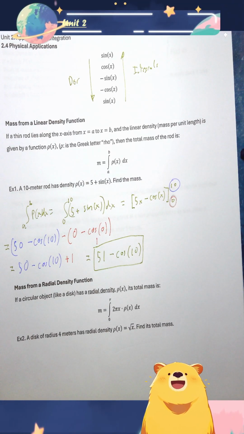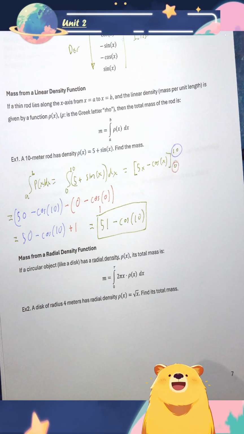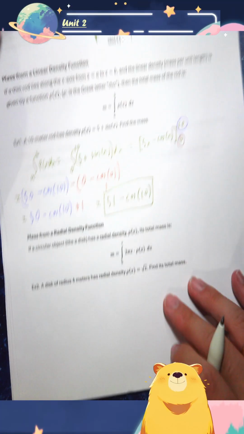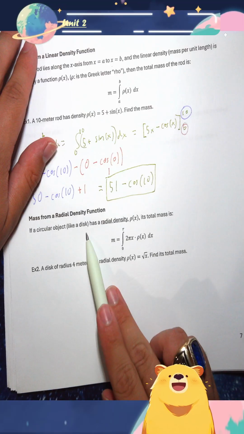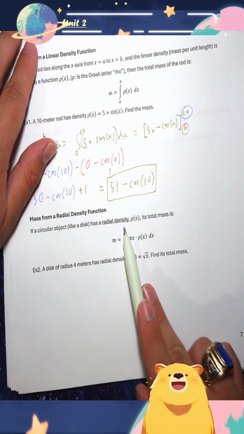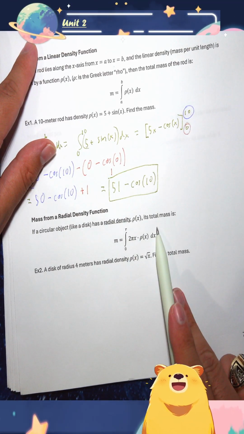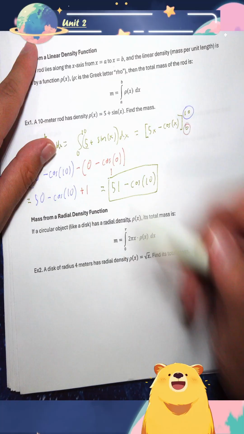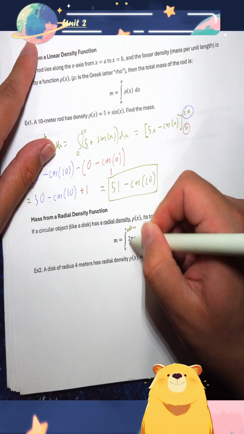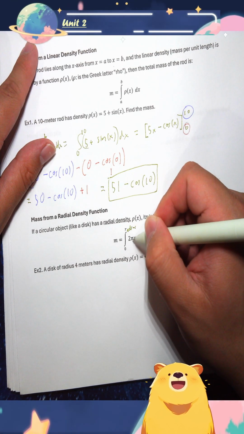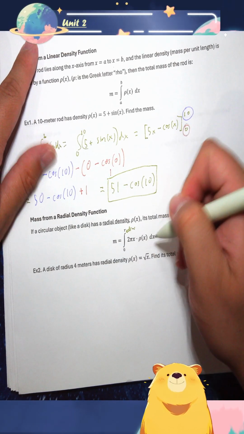All right, pretty straightforward. Let's do another application. So this reads mass from a radial density function. If a circular object, like a disk, has a radial density rho of x, its total mass is defined here, where this r stands for the radius, this 2 pi is just a constant, x would be the input, and then rho is provided to us.